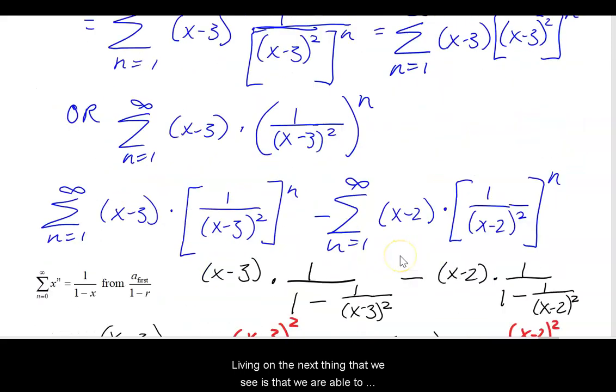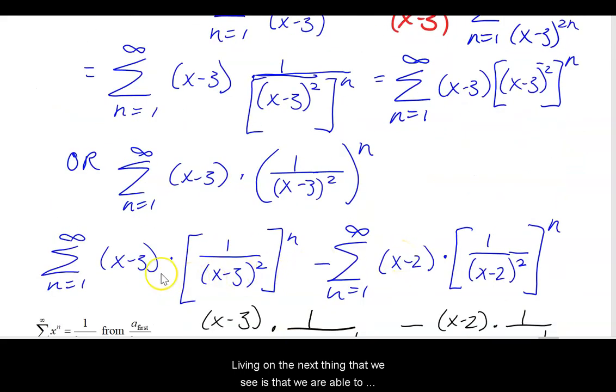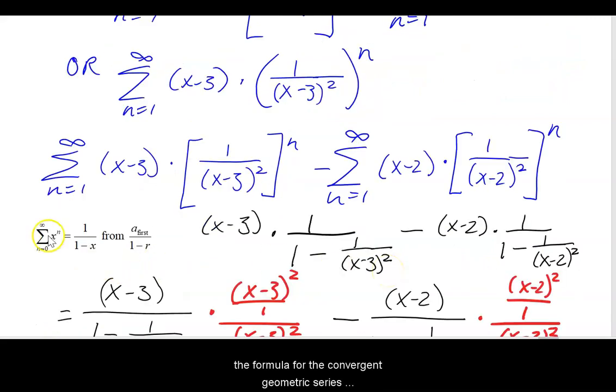Moving on, the next thing that we see is that we are able to then write the second one in a similar format. Now that I have them both in this format, I can again use that formula for the convergent geometric series to rewrite this in terms of a rational expression. Note that the binomial factors x minus 3 from the first term and x minus 2 from the second series are not a part of this expression of the rational.